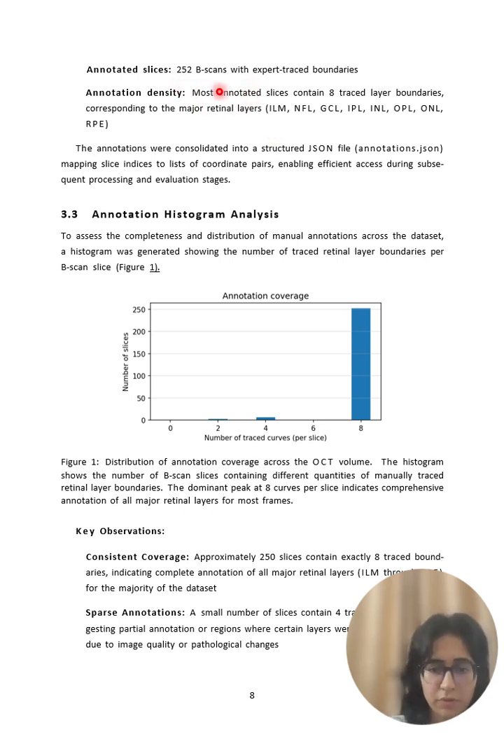So 252 scans have all the 8 layers that have been traced, and the annotation density talks about how many layers we are denoting. This is the graph that shows how many scans have how many layers. Although we started with 339 scans, a lot of them were not even annotated, and exactly 252 were annotated with 8 layers. Some were with 4 and some were with 2.